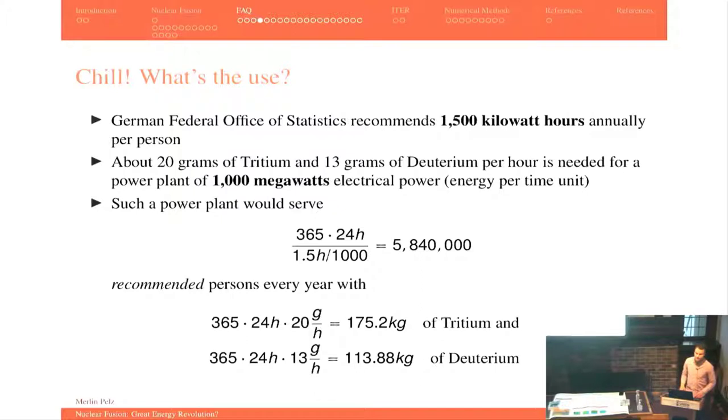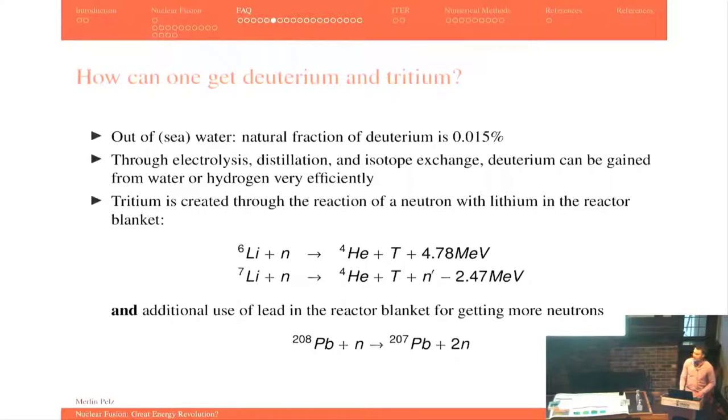But maybe one question is open. How can we get deuterium and tritium? That may not seem so heavy, but how can we get it? We can get it out of seawater, with only 0.015% deuterium inside seawater. It's not very high, but because we have plenty of seawater, and the electrolysis, distillation process, and so on is very efficient, this is still a nice number. Again, we have lots of seawater, and this is currently what people are thinking about, just using the deuterium out of the seawater.